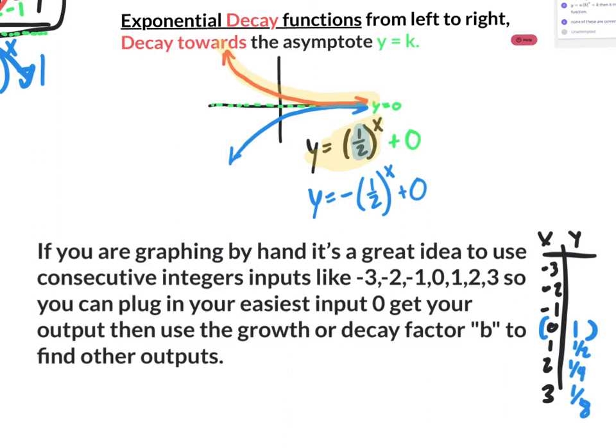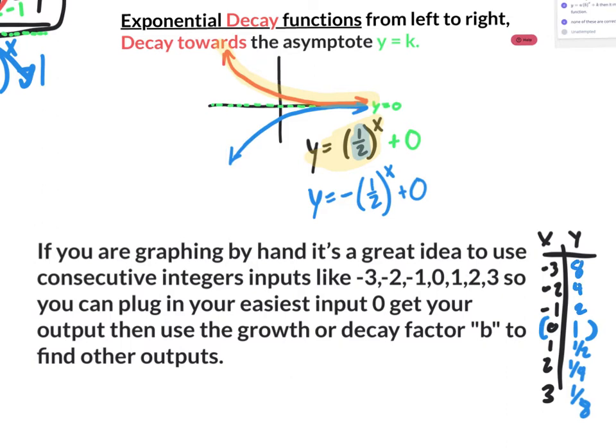It's decaying by half. Anyway, in the other direction, if it's decaying by half, it's really growing by 2, if you think about the outputs. So 1/8 times 2 is 2/8, which reduces down to 1/4. 1/4 times 2 is 2/4, which reduces down to 1/2. 1/2 times 2 is 1. 1 times 2 is 2. 2 times 2 is 4, and 4 times 2 is 8.